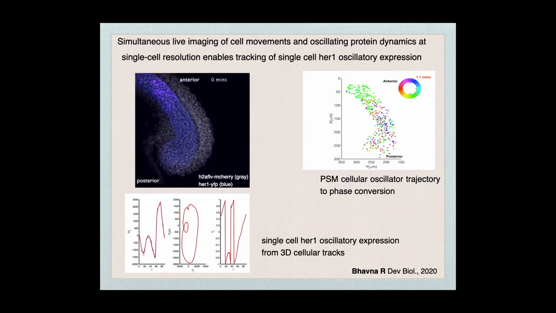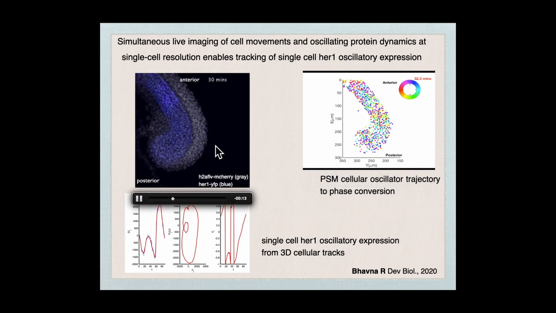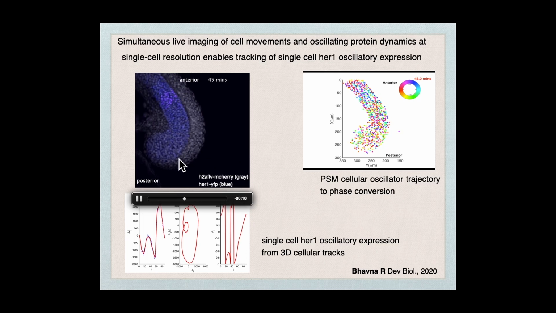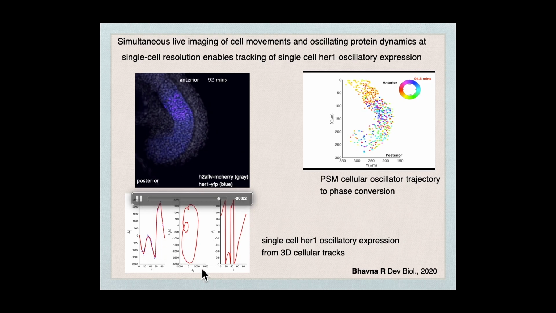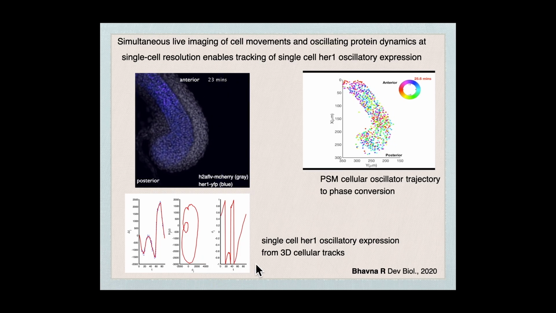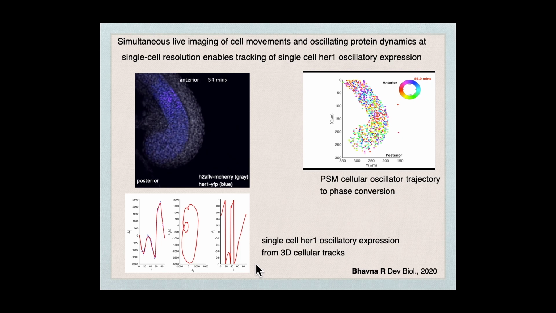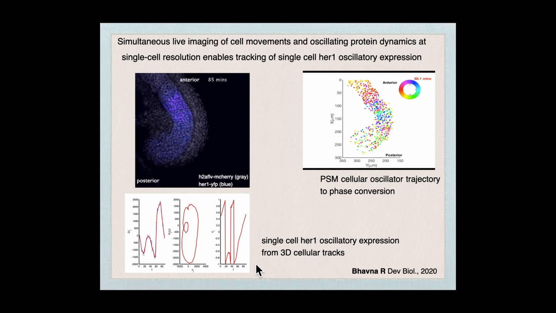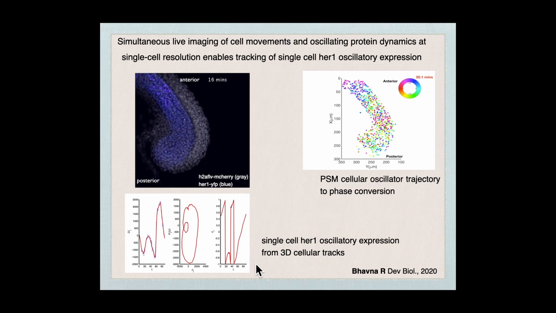Next, we simultaneously imaged cell movement, here shown in gray, and the HER1 expression shown in blue, marking just the PSM cells. We tracked single cell HER1 oscillatory expression from the 3D cellular tracks within the PSM. The Hilbert transform converted the oscillatory expression into its corresponding phase. This led us to computationally analyze cell movements and oscillating protein dynamics at single cell resolution throughout the PSM and achieve thereby system level parameters for a quantitative understanding of the in vivo spatiotemporal behavior of oscillators.